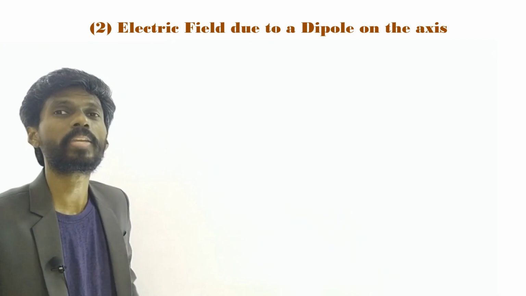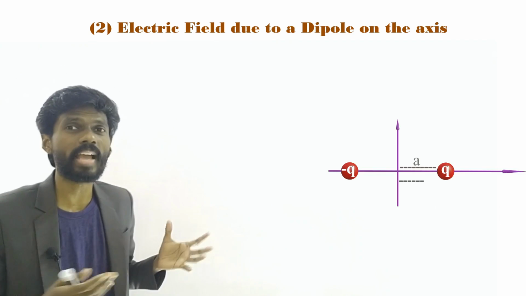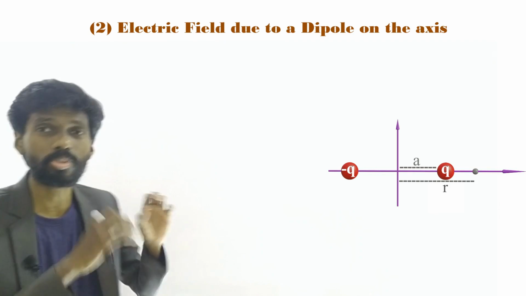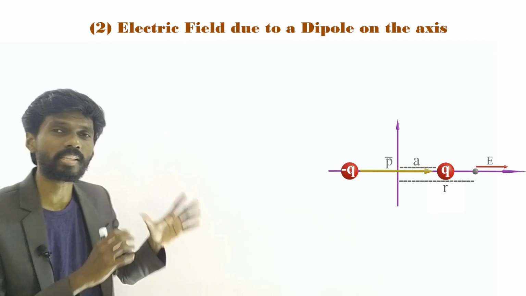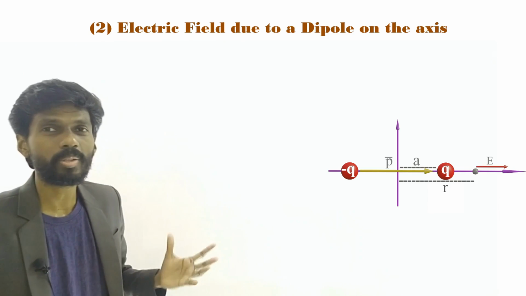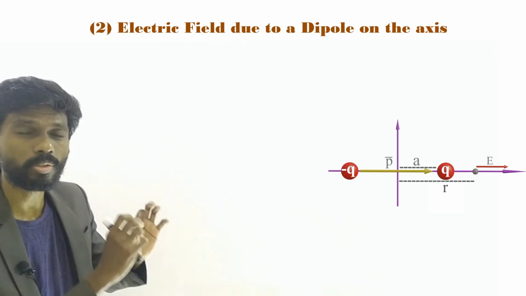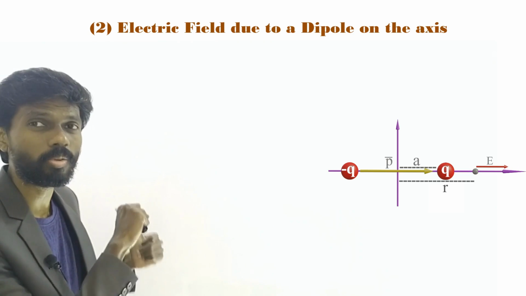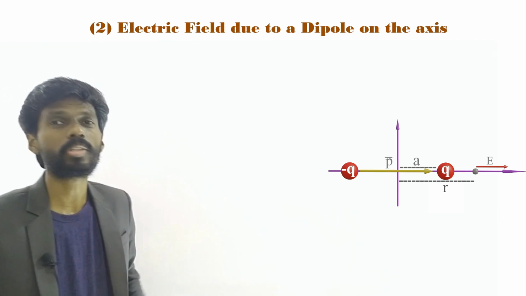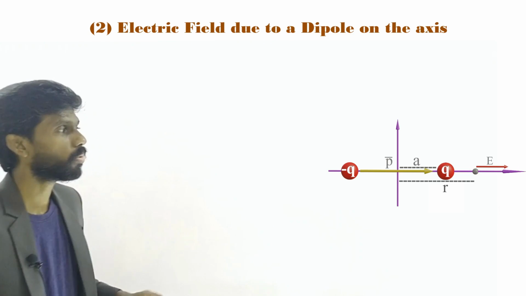So we will find the electric field due to this dipole at some point on the axis. So what is the axis? Simply a line joining these two charges. So we have a point on the axis, and we will find the electric field due to this dipole at that point. So what will you do? Simply we will find the electric field due to the charge q, and we will also find the electric field due to the charge minus q and find the sum. So that will give you the total electric field. Okay, so let us find one by one the electric field due to the charge q.